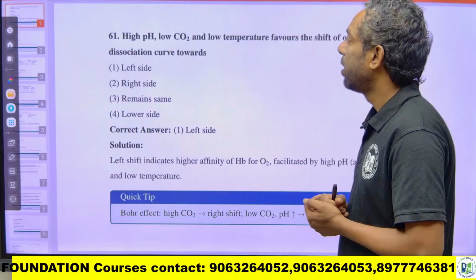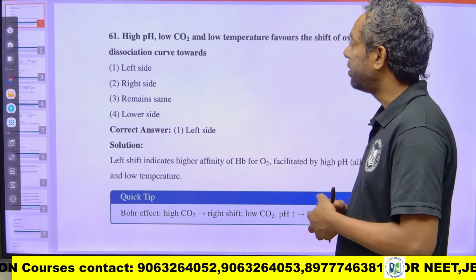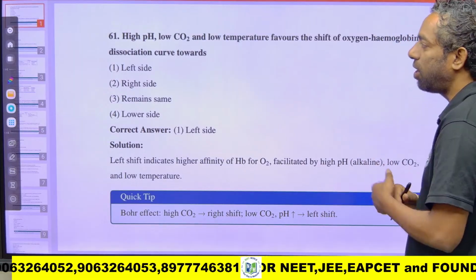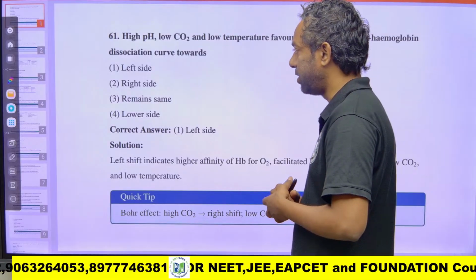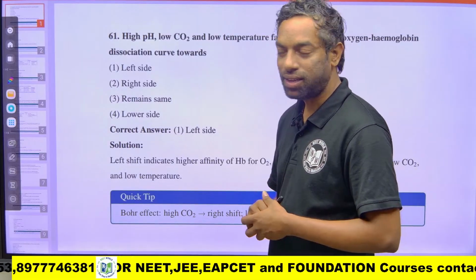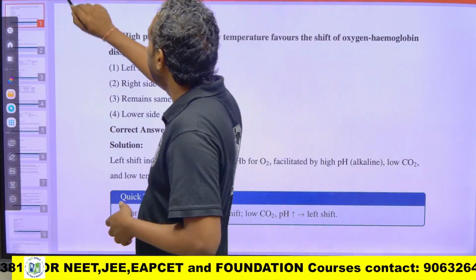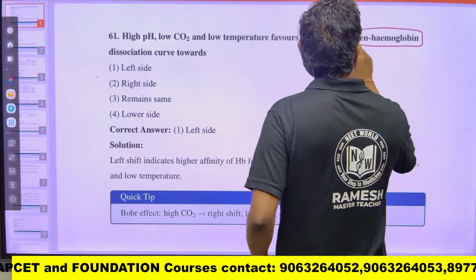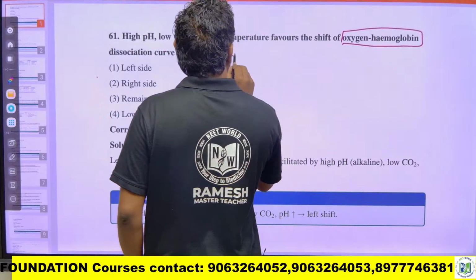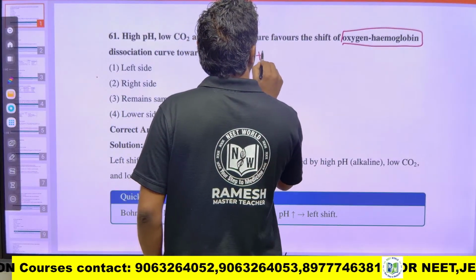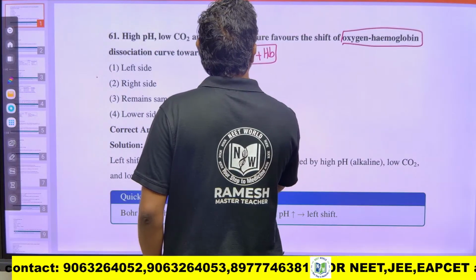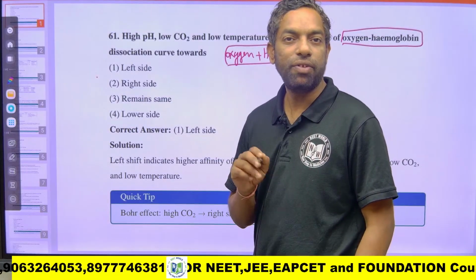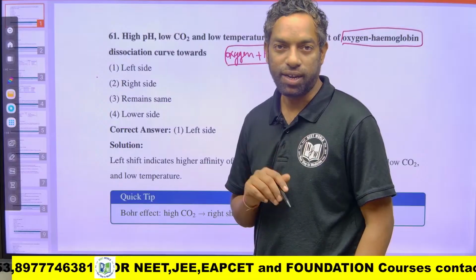Guys, first question in the zoology subject: high pH, low CO2 and low temperature favorably shift the oxyhemoglobin dissociation curve towards what? What about oxyhemoglobin? The oxyhemoglobin dissociation curve is what? Oxygen binds with hemoglobin. What are the factors that affect the relation between oxygen and hemoglobin binding?